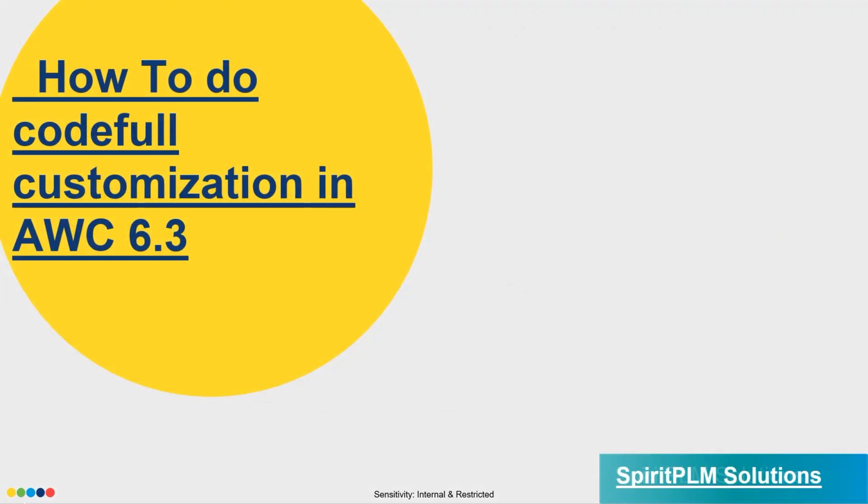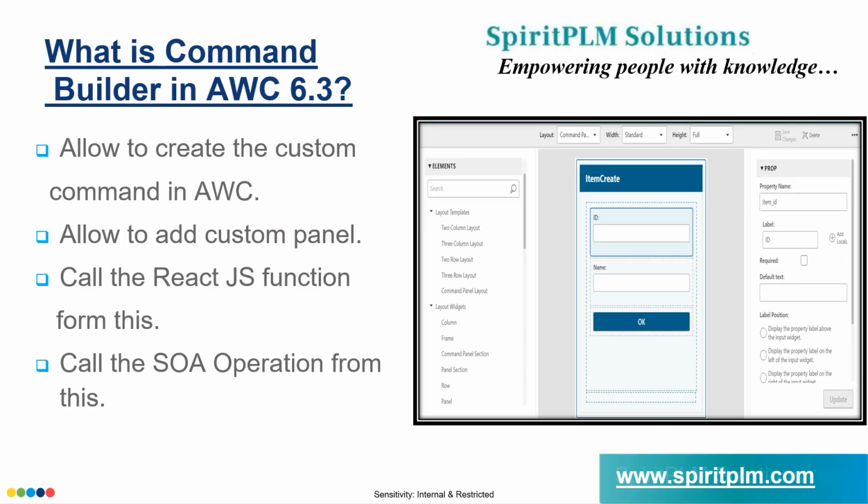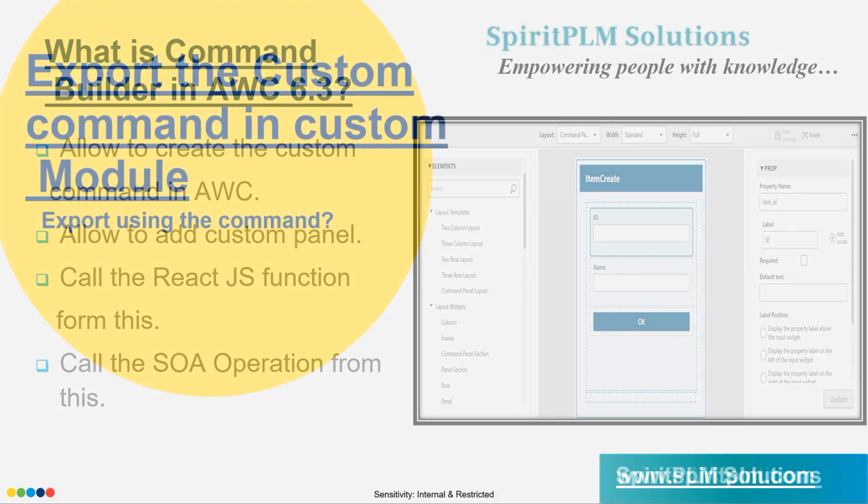Okay. So how to do the codeful customization here? As I told you, you have to open the dev server separately, and inside this dev server you can add your custom command, custom panel. You can call the JS file as well, and React JS functions you can use. Plus you can call the SOA operation. So everything you can customize as per the need here. For that OK button, you can write the SOA call. How to make the SOA call, I'll show in the next upcoming slide.